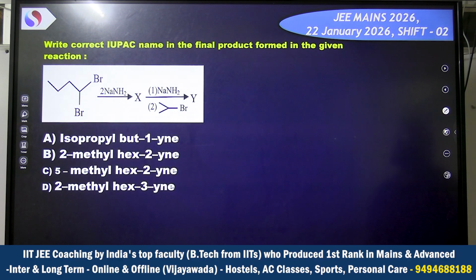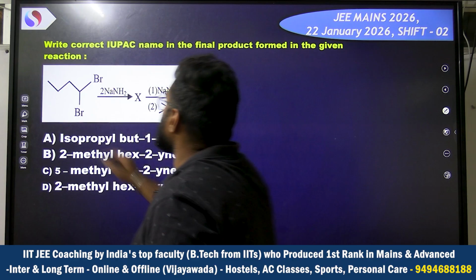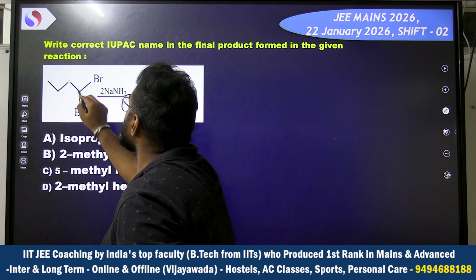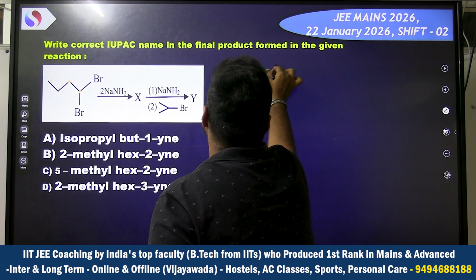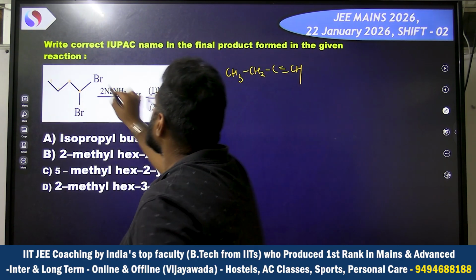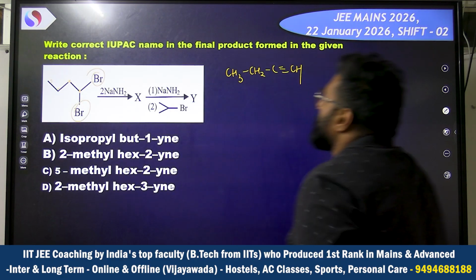The correct IUPAC name of the final product given in the reaction. This is the reaction and we need to find the correct answer. This is the E2 mechanism, NaNH2 with this dibromide. So both bromines will be eliminated. 1, 2, 3, 4. So this will be CH3, CH2, C triple bond CH. Both the bromines are eliminated. So this is our X.